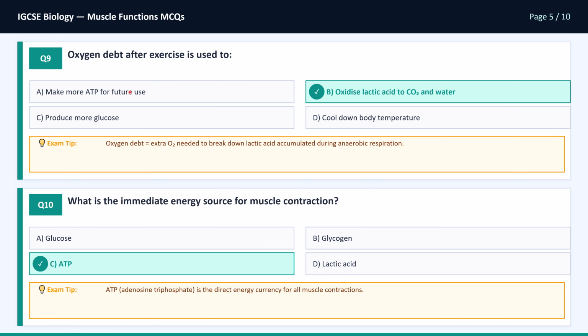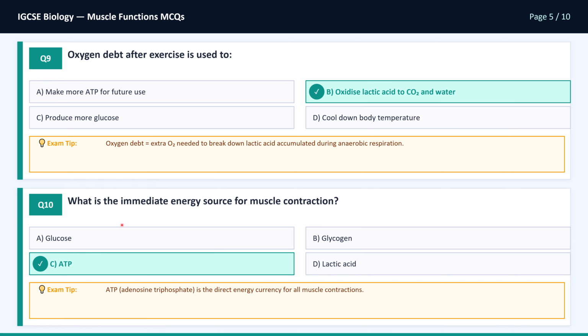Question 9. Oxygen debt after exercise is used to: option A, make more ATP for future use. Option B, oxidize lactic acid to carbon dioxide and water. Option C, produce more glucose. Option D, cool down body temperature. So the correct option is option B, oxidize lactic acid to carbon dioxide and water. Exam tip: oxygen debt is the extra oxygen needed to break down lactic acid accumulated during anaerobic respiration.